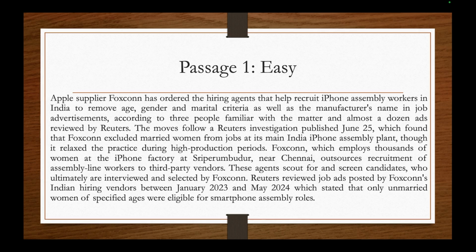Again, prima facie, what we can say is that there are certain discrepancies, certain discrimination coming into the way you hire people, and that married women are avoided, which goes against the inclusive recruitment policies of any multinational company like Apple.